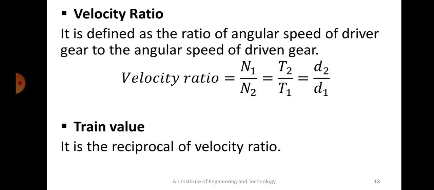Okay, then there is something called train value. The train value is nothing but the reciprocal of velocity ratio. It's very simple. If in the examination they ask you to find the train value, you first have to find the velocity ratio. Whatever answer you get, 1 divided by that value will be the train value. I hope you understand. For example, you got the velocity ratio as 5 after calculating N1 by N2. Suppose the question asks what the train value is, it is 1 by 5. So whatever answer you get, 1 divided by that will be the train value.